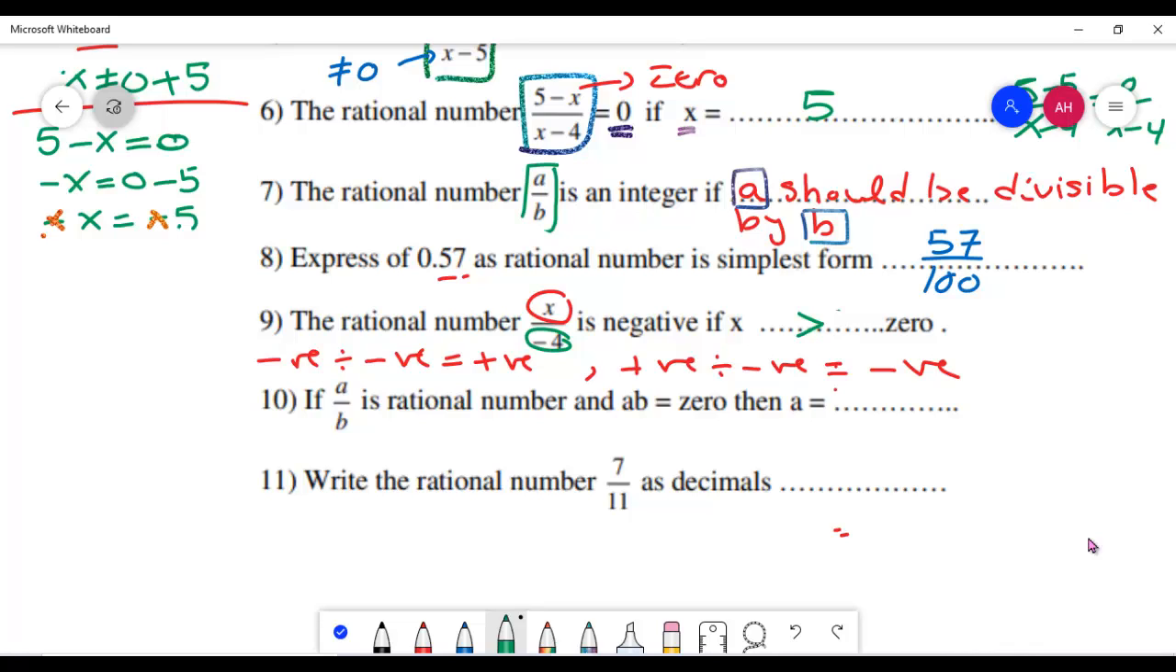Let's go now for number 10. If a over b is a rational number and ab equals 0, then a is equal to... We agreed before that the meaning of ab is a times b. When a times b equals 0, one of the two factors must be equal to 0. And I know that b is my denominator, so there is no way that b is equal to 0, since a over b is a rational number. In this case, a is equal to 0. Now we have covered more examples on the part that I explained and reached the end of our lesson.